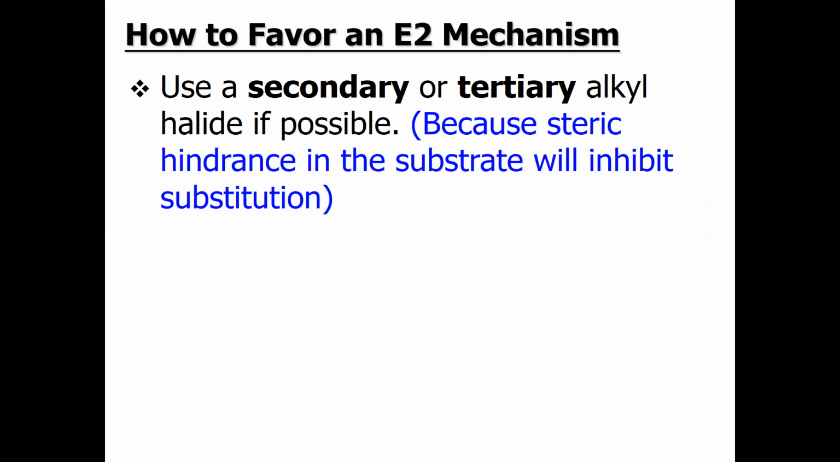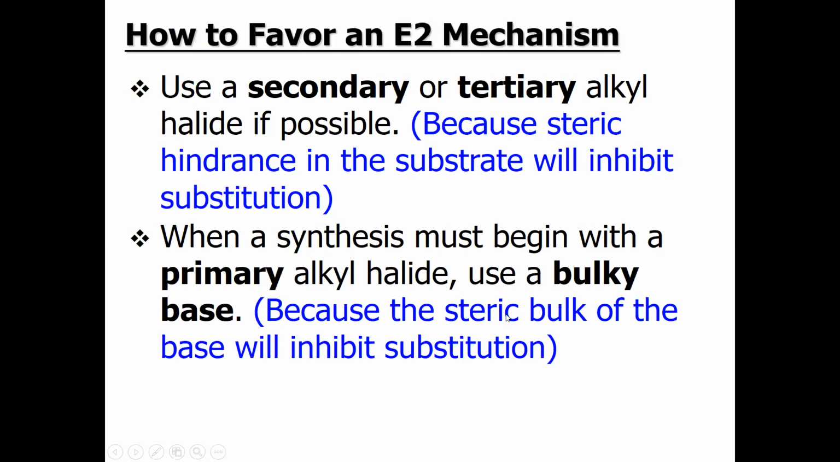Now, how to favor an E2 mechanism? I will show you step by step. When you are using a secondary or tertiary alkyl halide, if possible, because of the steric hindrance in the substrate, it will inhibit the substitution and it will favor the elimination reaction. When a synthesis must begin with a primary alkyl halide, we have to use a bulky base because the steric hindrance of the bulky base will inhibit the substitution.